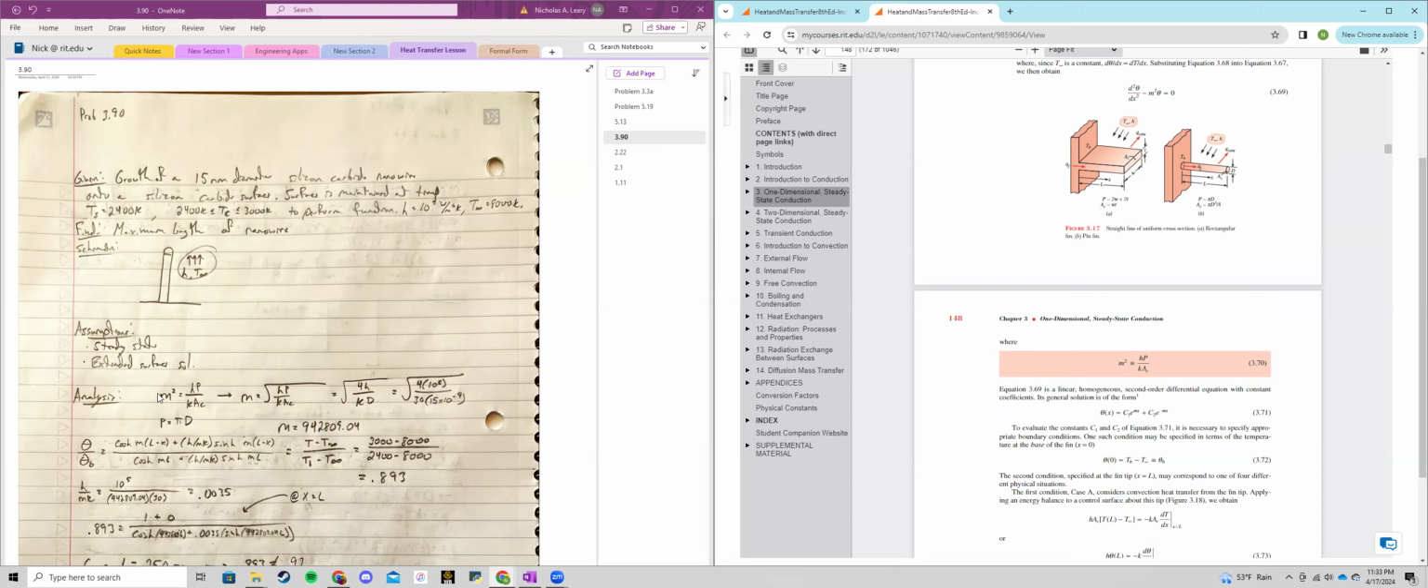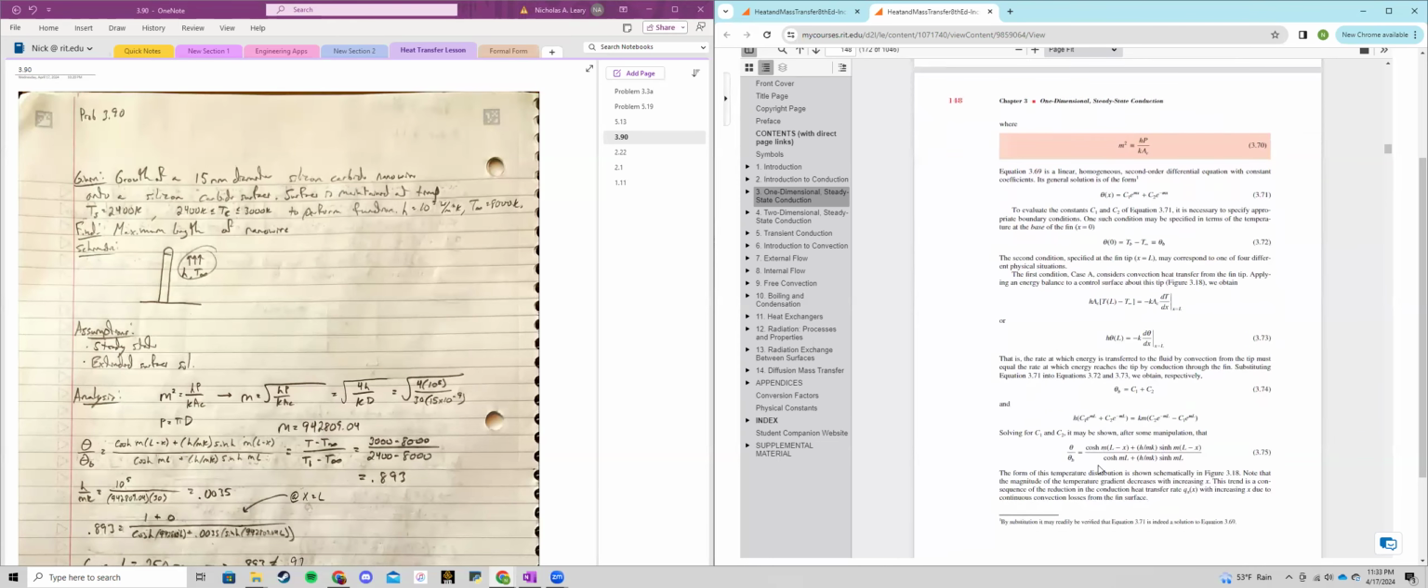So we know that our temperature ratio is equivalent to that function I showed before down here. But that is also equal to the temperature minus, or the range that we were given here. So it's T minus T infinity over T of the base minus T infinity.